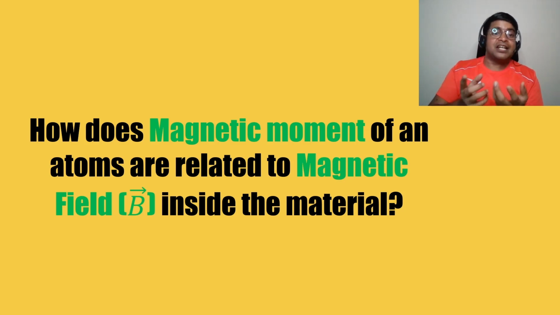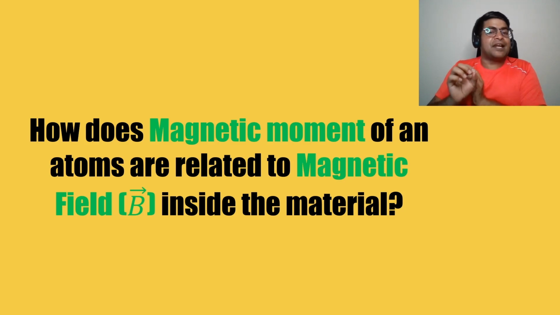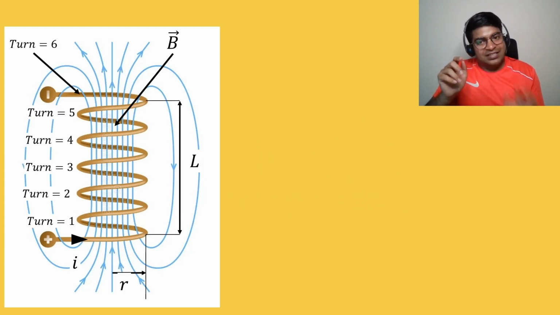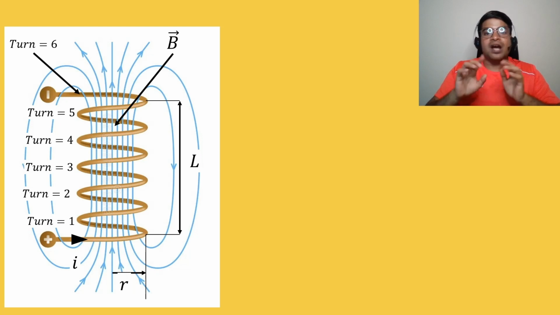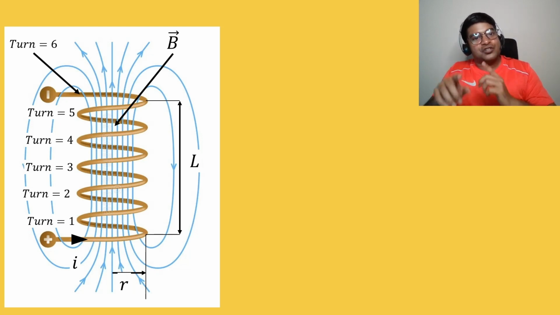But before I explain the role of magnetic moment in permanent magnet material, let me explain the role of magnetic moment in the solenoid. So here I have taken a solenoid which has a total of 6 turns, and I have assumed an arbitrary length L. When I supply the current I, it is going to produce a magnetic field inside the solenoid.